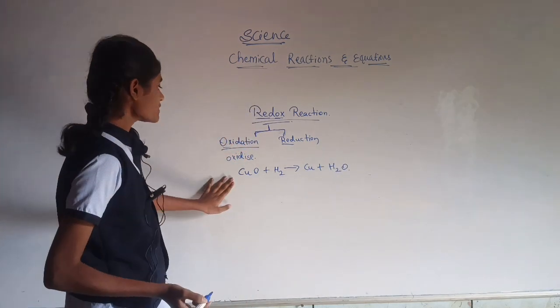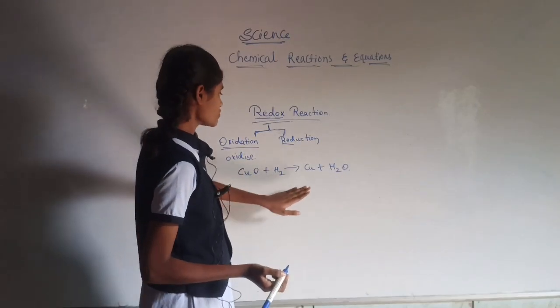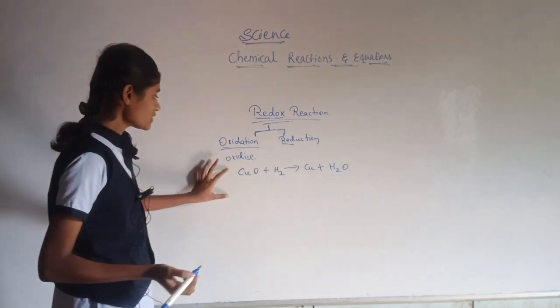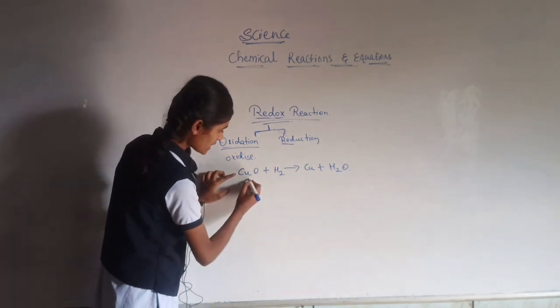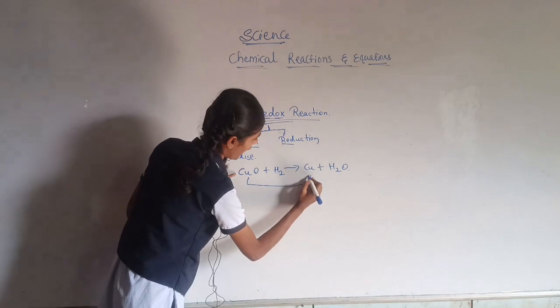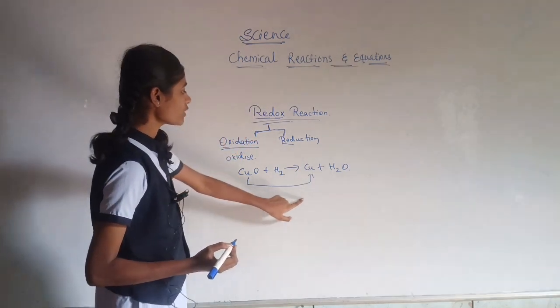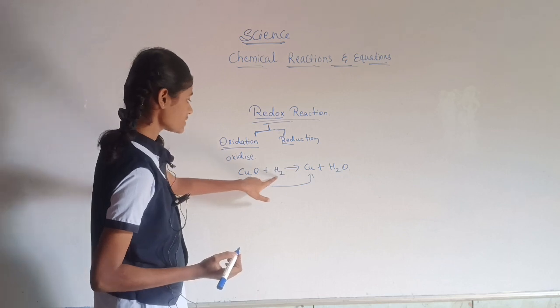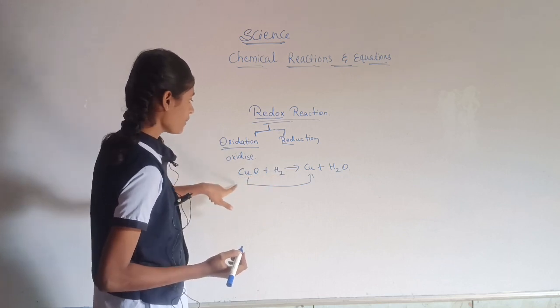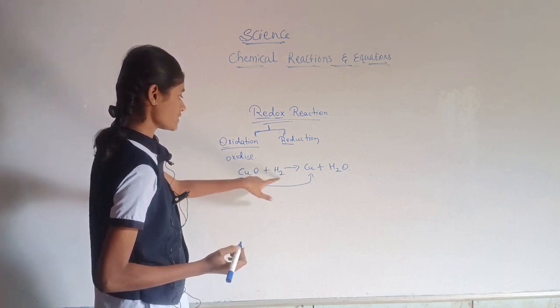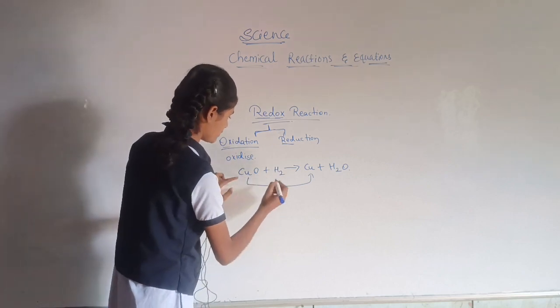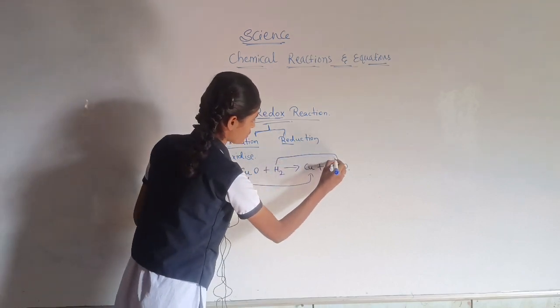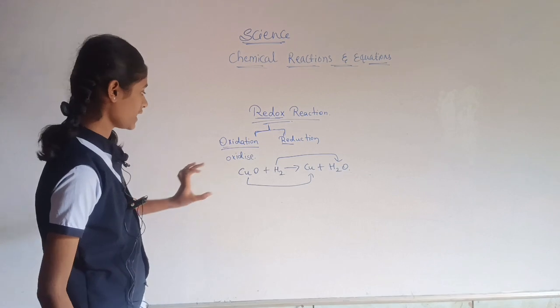Now another example. Copper oxide plus hydrogen gas gives copper and water. Here copper oxide is reduced to copper, because the oxygen from the copper oxide is taken by the hydrogen gas. It means the hydrogen is catching the oxygen from the copper oxide. So here both reactions are taking place simultaneously.